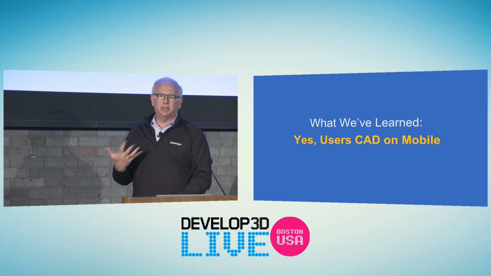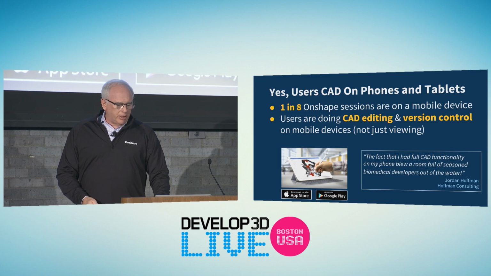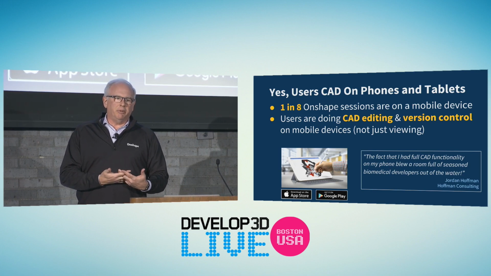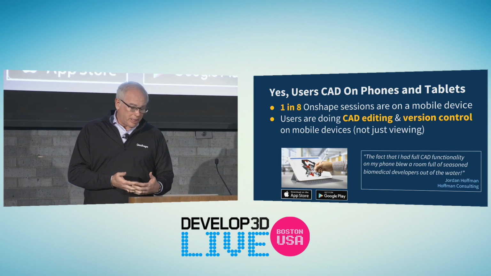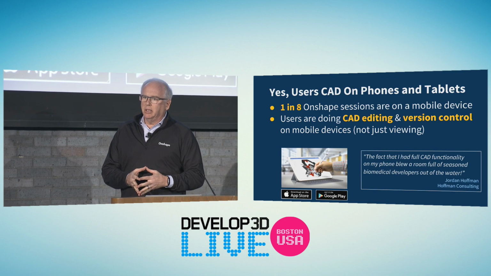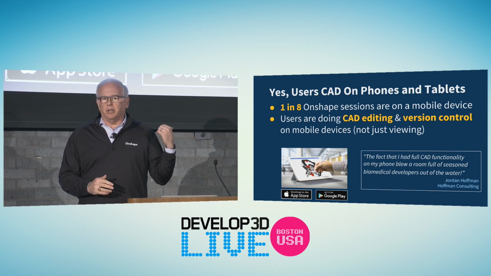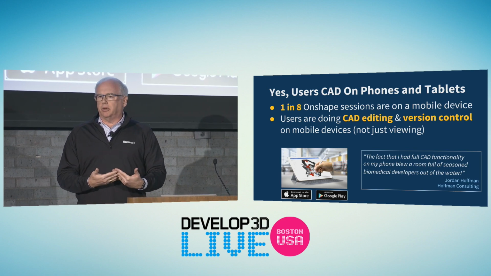Another thing we've learned is, yes, users do CAD on mobile. We had this ambitious agenda to put full CAD on the phone, on the tablet. We could have just built a viewer, but instead we put the whole CAD system there, and the results have been very, very satisfying to us. 1 in 8 Onshape sessions are on a mobile device, on a phone or a tablet, and people are doing editing and version control, as I showed in my demo. They're editing geometry, they're doing version control on the fly.